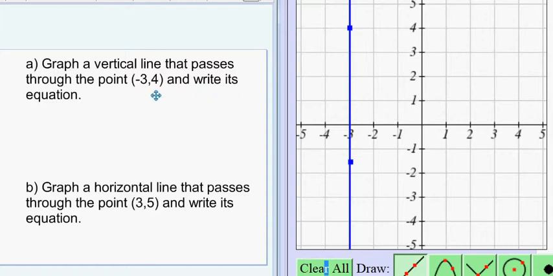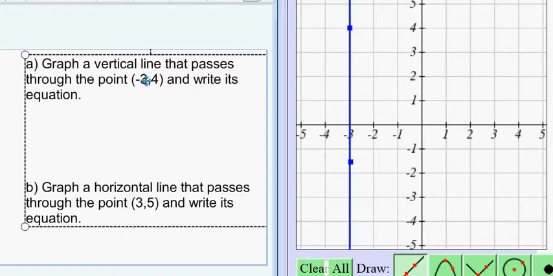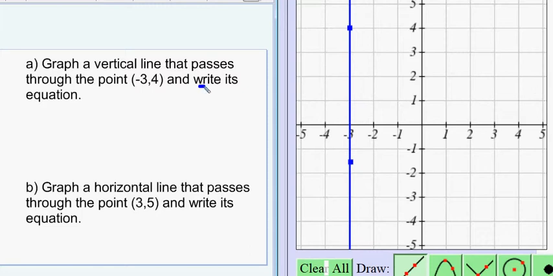The fact that it's a vertical line means that all of the points on the line will have x values of -3. In fact, when I go to write its equation, all I have to do is say that I have an equation such that all the x values are -3. So the equation of a vertical line always looks like x equals some constant, whatever the x value is. For a horizontal line, it's very similar, except a horizontal line is a line that moves left and right.